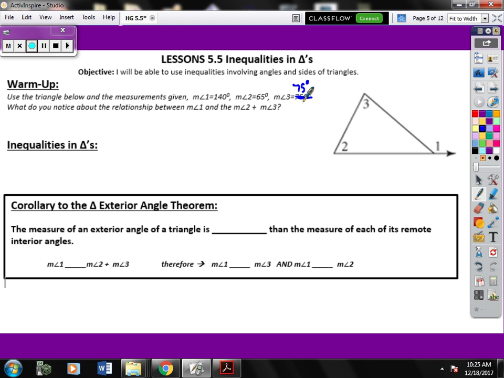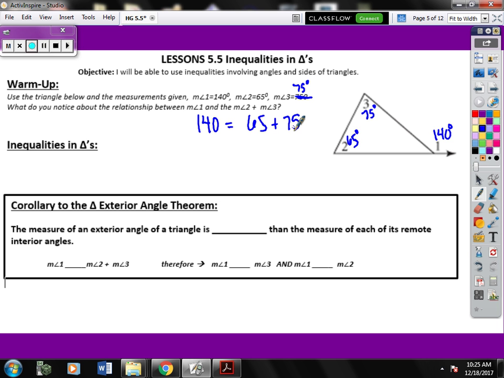It tells us that the measure of angle 1 is 140, the measure of angle 2 is 65, and the measure of angle 3 is 75 degrees. What do you notice about the relationship between 1 and the measures of 2 plus 3? Parker? They add up to be equal. So 140 is equal to 65 plus 75. Does anyone remember what that theorem was called that told us that? The triangle exterior angle theorem. Okay, it's actually right here, triangle exterior angle theorem.